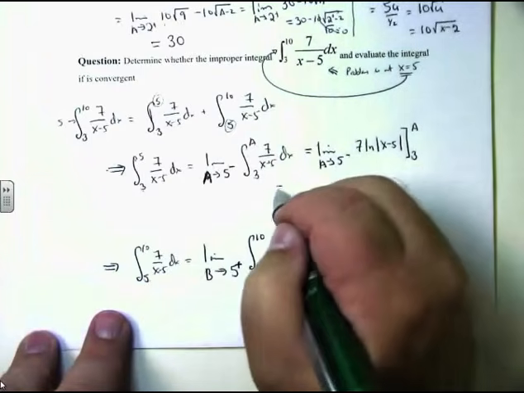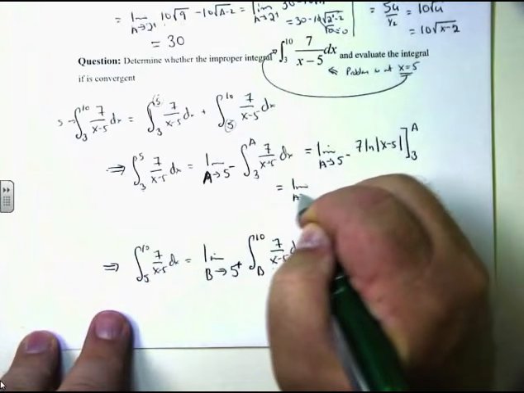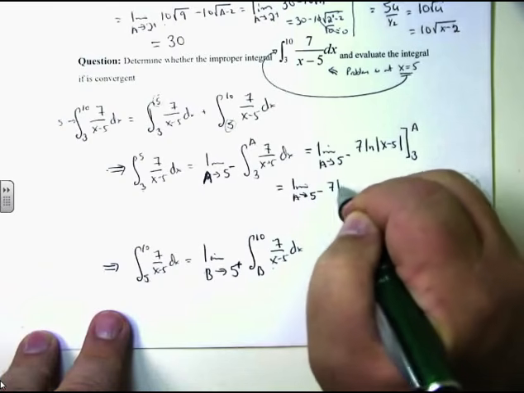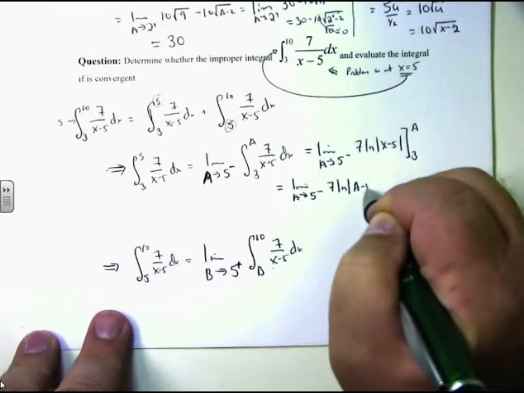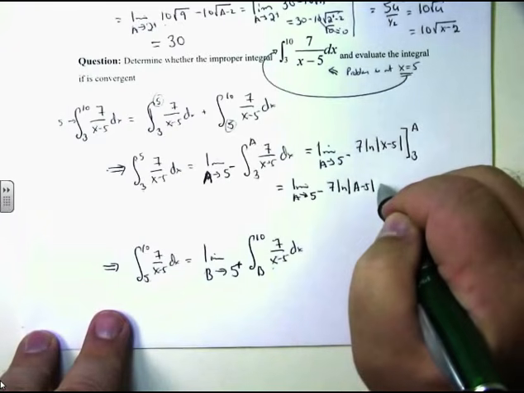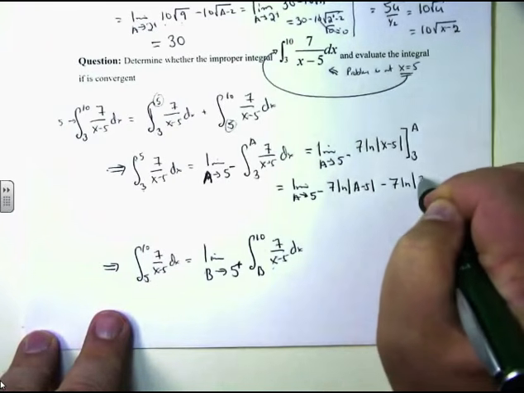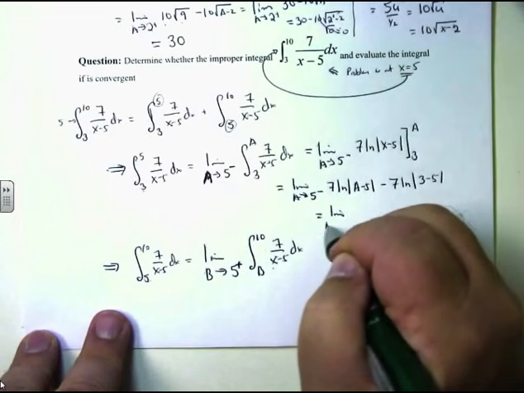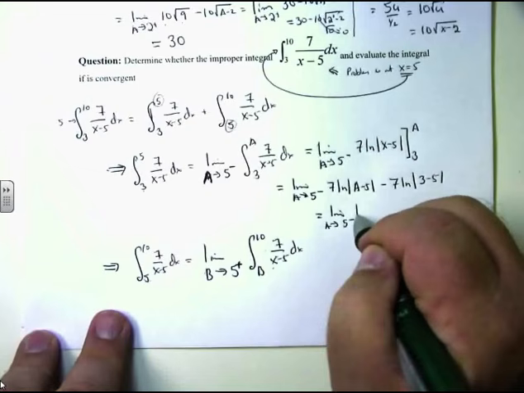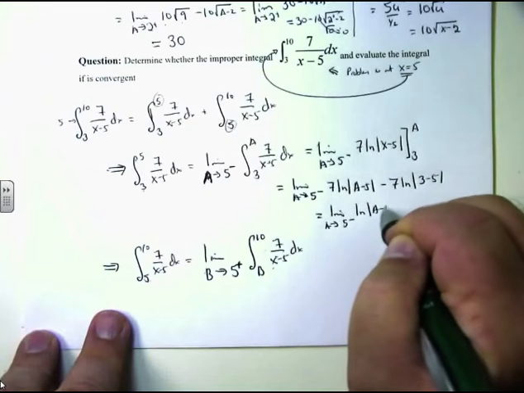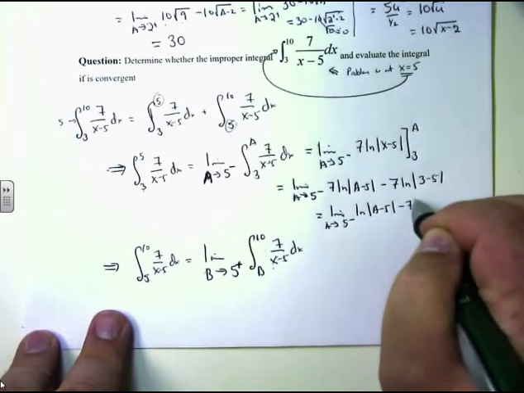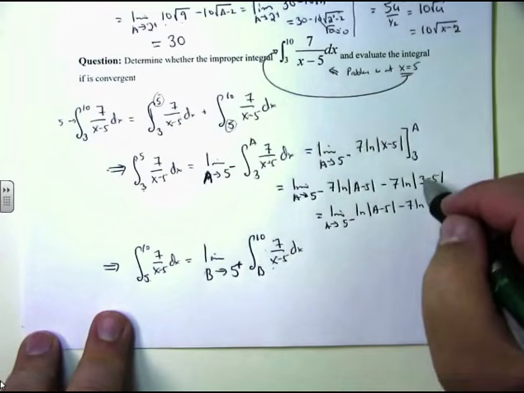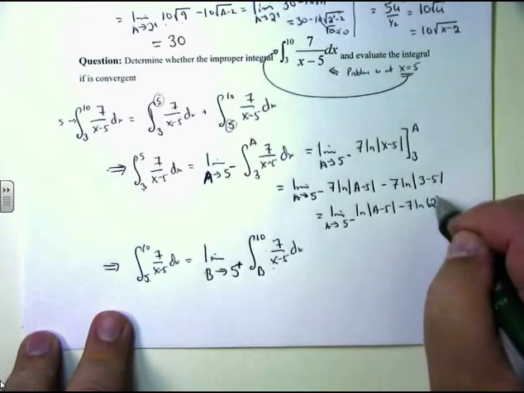So here we go. This is equal to the limit as a approaches 5 from below of 7 times natural log of the absolute value of a minus 5 minus 7 natural log of the absolute value of 3 minus 5. Let's clean this up. This will be the limit as a approaches 5 from below of 7 natural log of the absolute value of a minus 5 minus 7 natural log of, now 3 minus 5 is negative 2, but it's absolute value. Absolute value of negative 2 is positive 2.